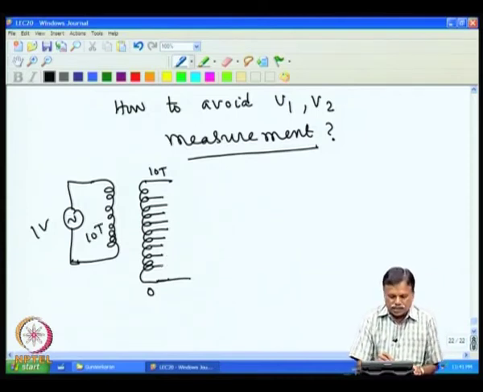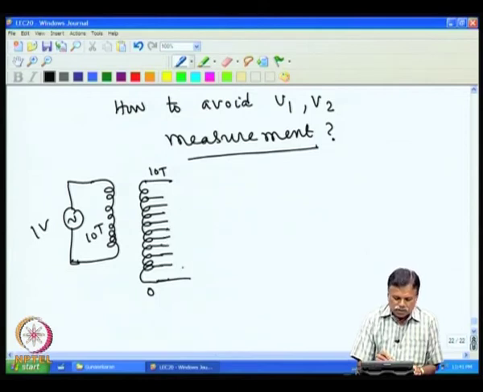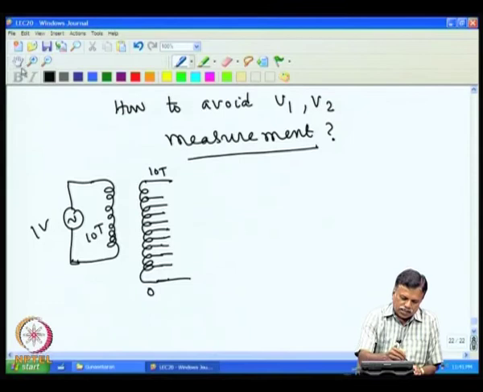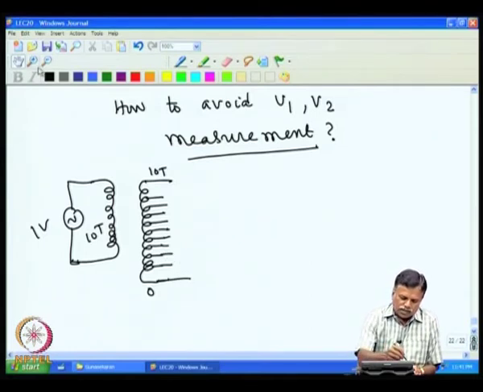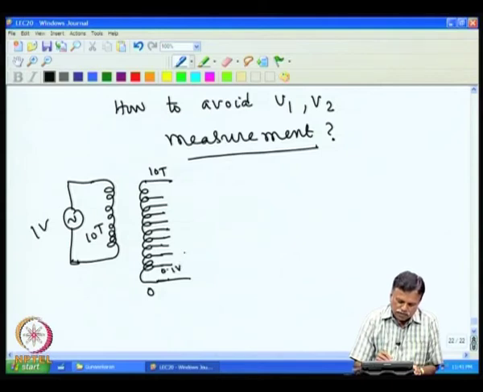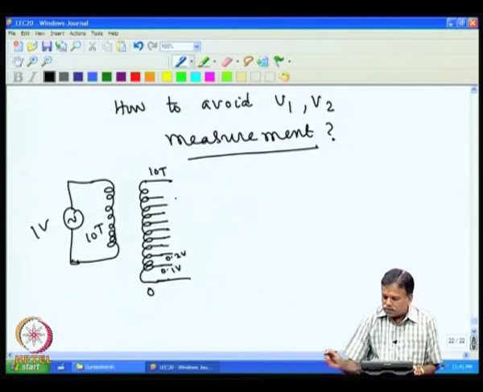but at each turn I have taken one tap. So, I have taken this. So, that means the voltage across this will be 1 volt. If I give 1 volt here, then the total voltage across 10 turns will be 1 volt. Then each turn will have 0.1 volt. So, 0.1 volt, 0.2 volt, and so on. Each turn will be representing 0.1 volt.